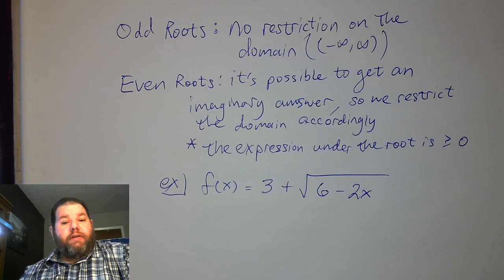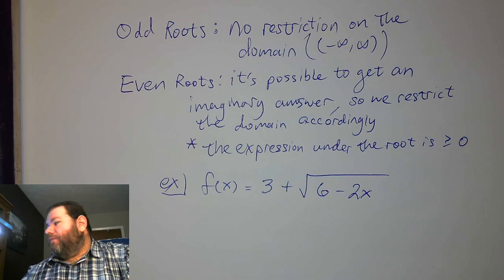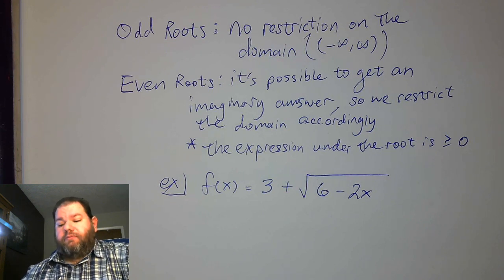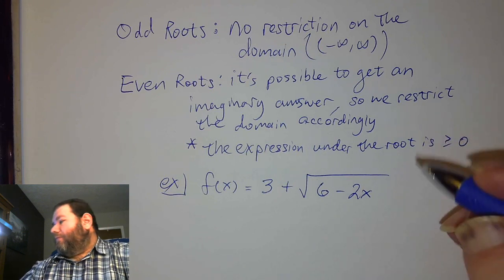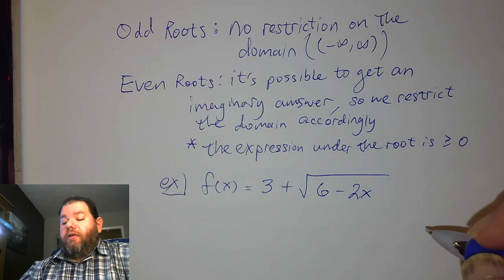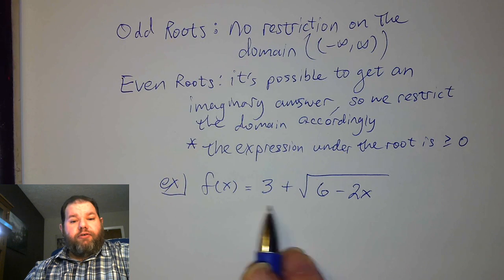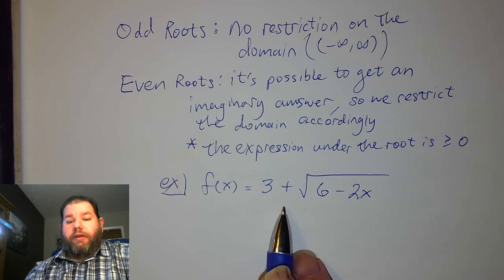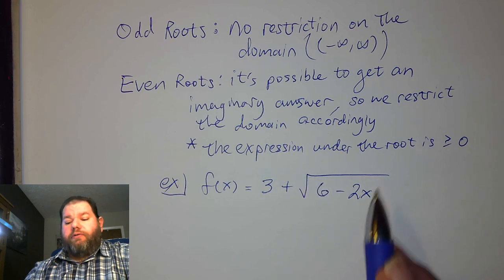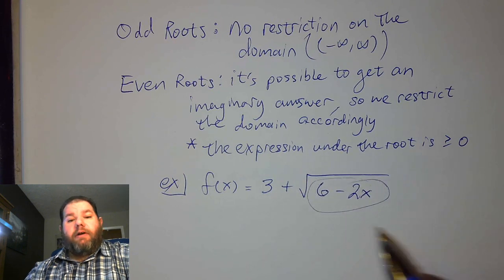In fact, if we look at the textbook, the only thing they ask us is even roots. The odd roots they leave out because they know the domain's just negative infinity to infinity. There's really nothing to ask there. I like to mention it for completeness' sake. So we have some extra terms here, like this extra 3 plus in front. We want to make sure we ignore that. We're only looking at what's under the root, which is the 6 minus 2x.